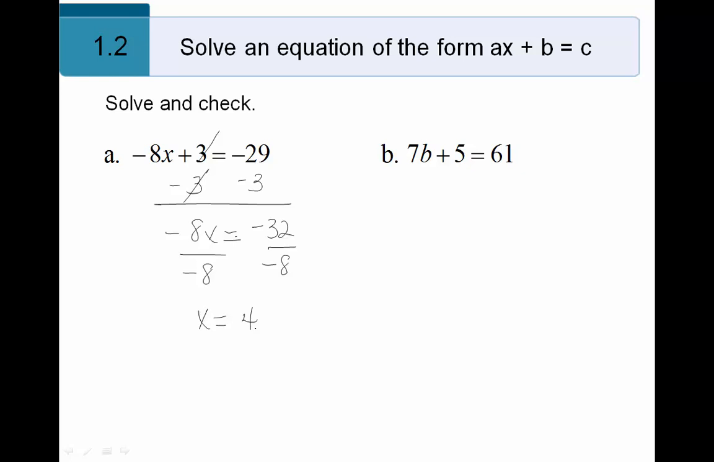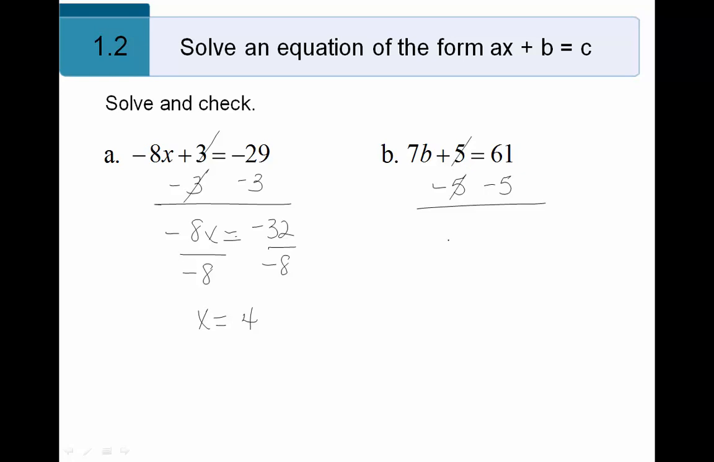Step 2, get the variable on one side. Step 3, the number on the other. Since there is a single variable, 7b, we'll leave the variable on the left-hand side and move all the numbers to the opposite side, the right-hand side. To accomplish this, we need to get rid of that positive 5, and so we'll put a negative 5 on both sides of the equation.